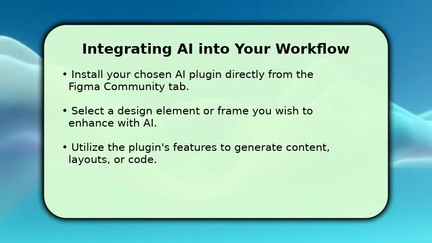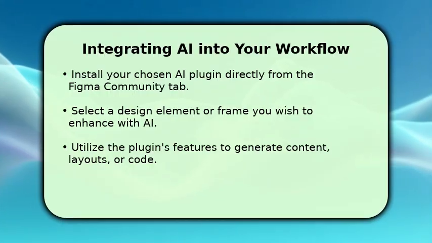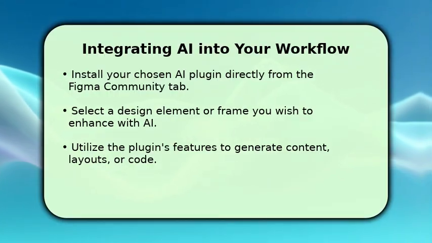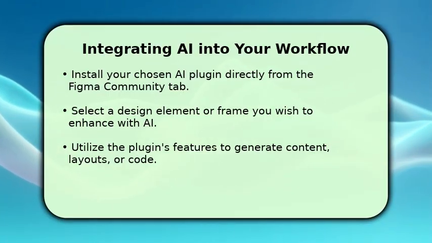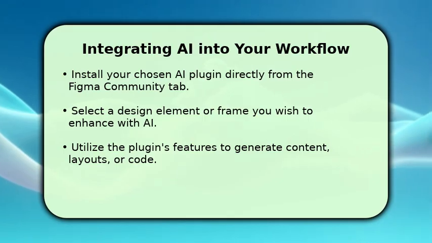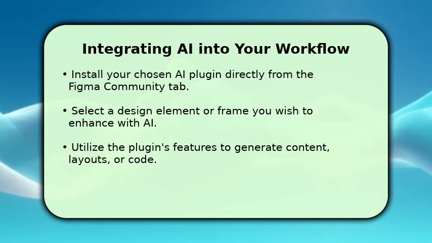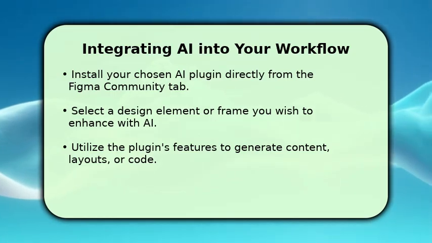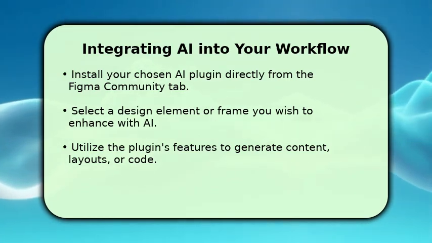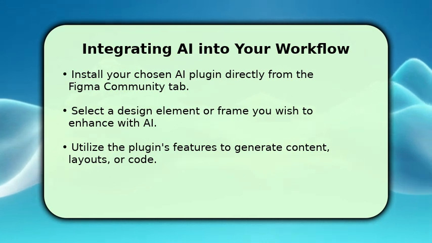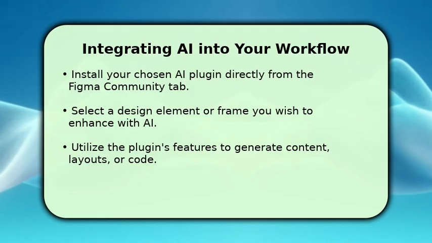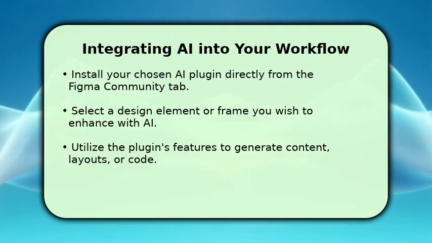Integrating AI into your Figma workflow is straightforward. Begin by navigating to the Figma Community tab and installing your preferred AI plugin. Once installed, select a design element or an entire frame within your canvas. Then, activate the plugin and utilize its specific features, whether it's generating text, suggesting layouts, or converting designs to code. Always remember to review and refine the AI-generated output, ensuring it perfectly aligns with your design goals and brand guidelines.